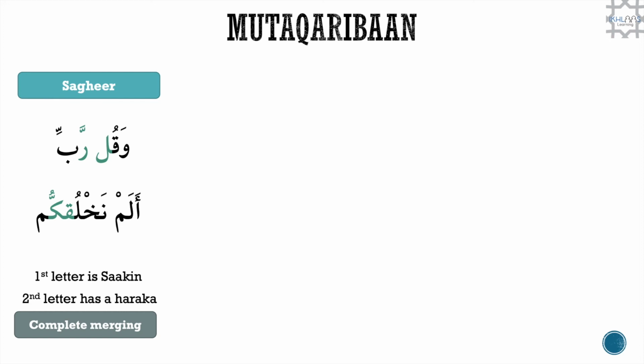Again, for the next word, the qaf and the kaf are next to each other. The qaf is a sukoon, the next letter has a shadda. Complete merge the letters. So we would say alam nakhluqkum. This is known as idgham mutaqaribaan saghir.